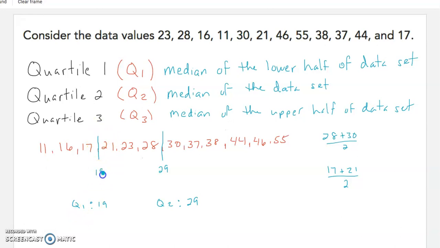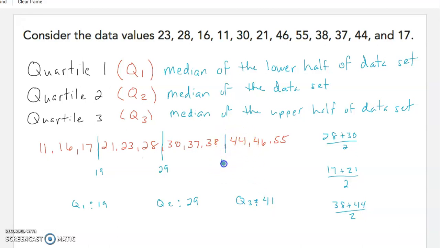It's 19. Perfect. Now, let's look at the upper half. There's 6 numbers here. 38 and 44 are the 2 in the middle. So I do 38 plus 44, and I divide that by 2. I'm going to do that. I'm going to come up with 41. So Q3 equals 41.